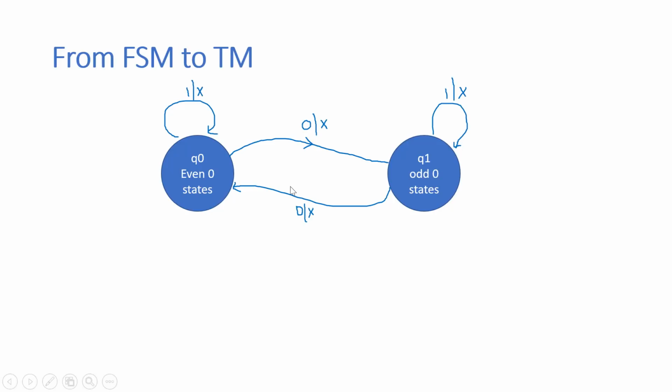And clearly we can draw this finite state machine. If you see a 1, the parity of the zeros hasn't changed, so you stay in Q naught. If you see another 0 when you're in the even state, you go to the odd state. And if you see a 0 in the odd state, you come back to the even state. And if you see a 1, you stay here because you're not changing the parity. So that's the simple machine.